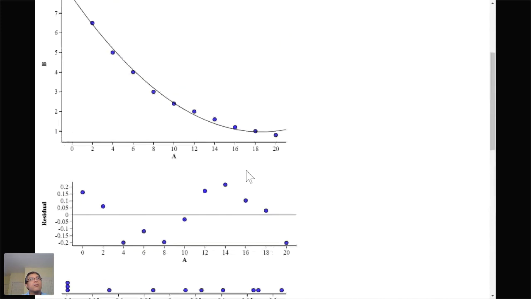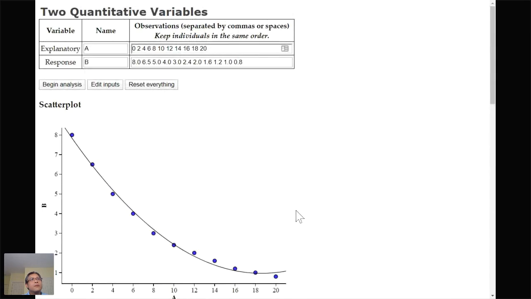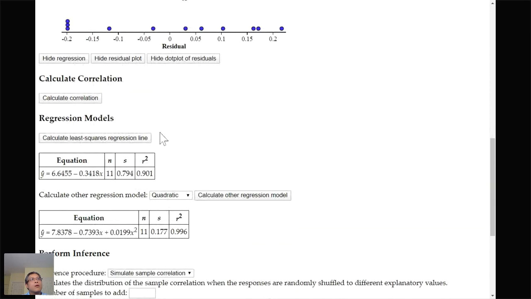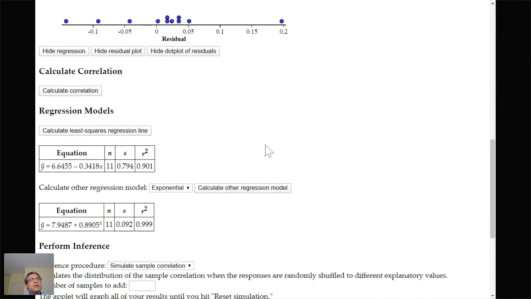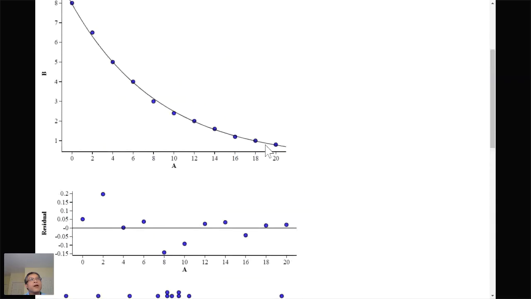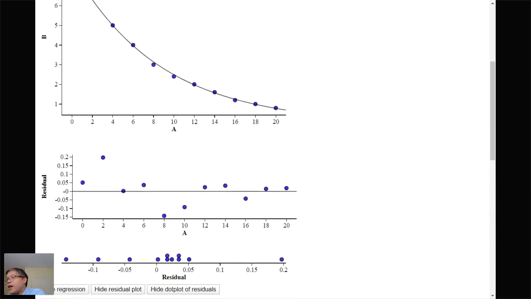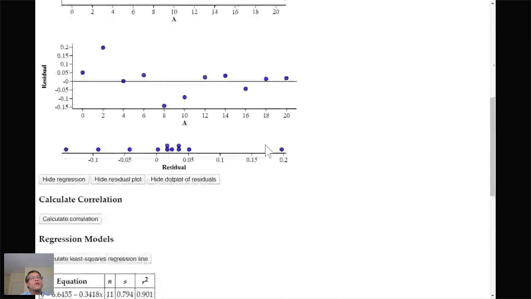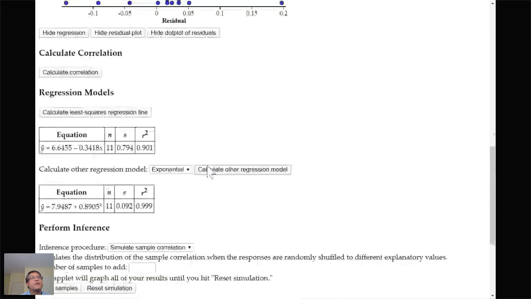Let's see what happens if we did an exponential model. In this case, the residual plot shows a little bit more of a bend to it. So I'm fairly comfortable with this first model. Let's take a look at this. Let's go back to this model here.